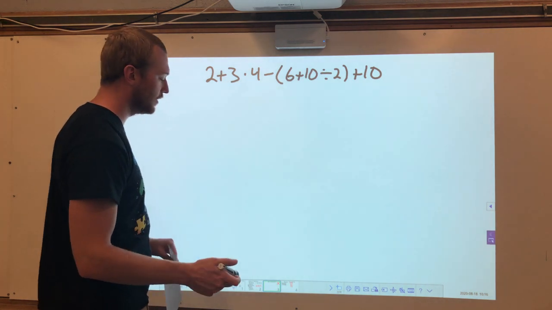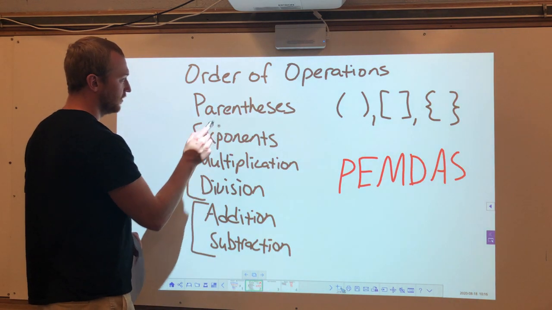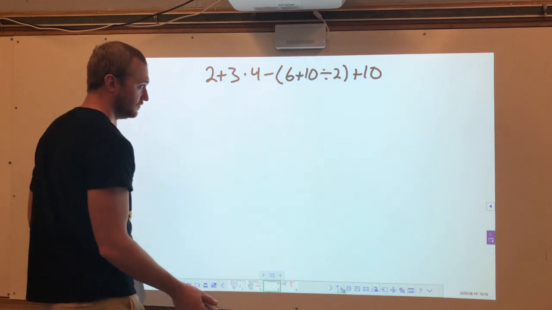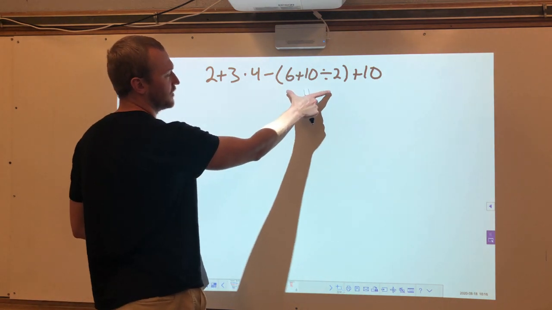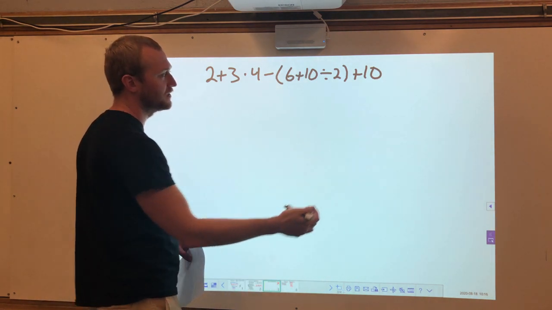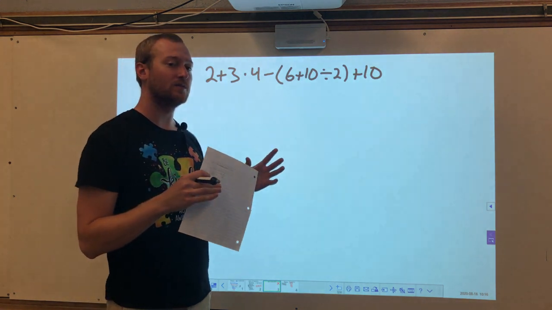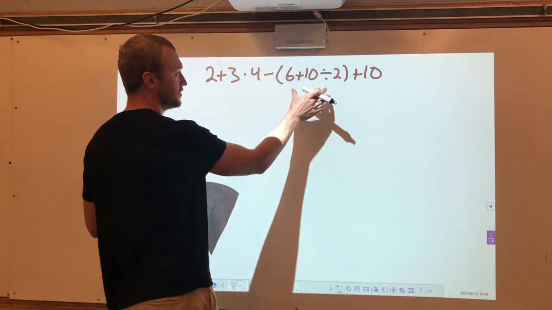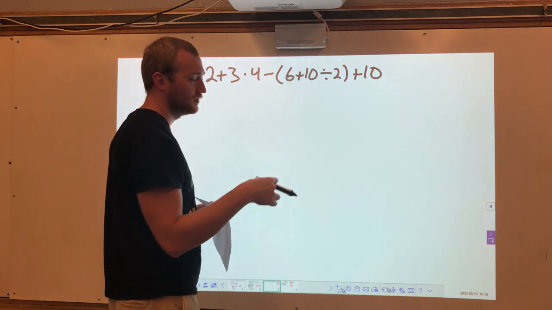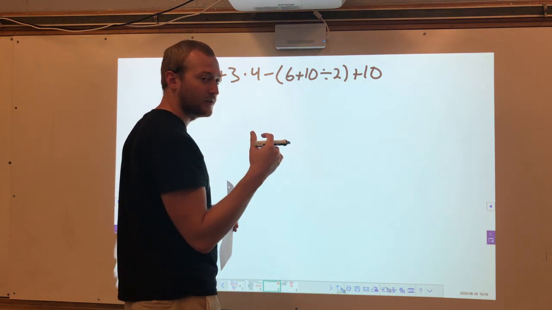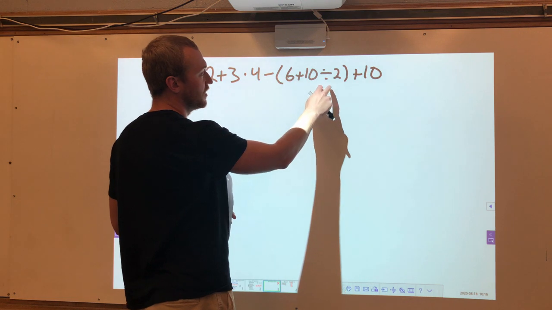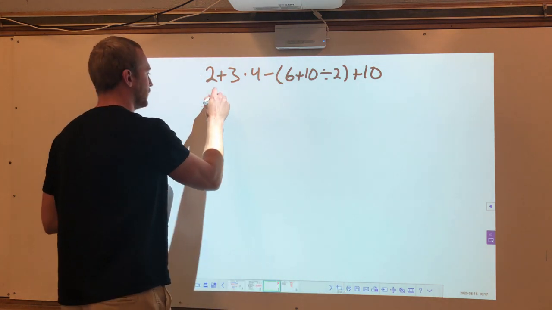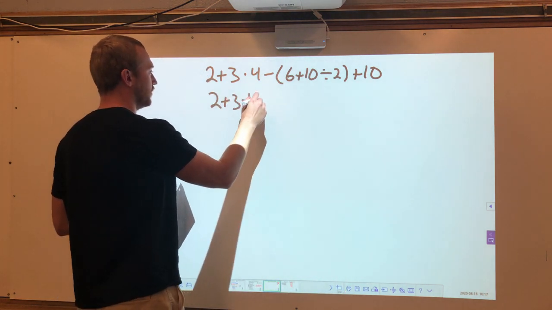Again, remember, we're going to start with parentheses. So what's inside the parentheses here? We have 6 plus 10 divided by 2. Inside our parentheses, we need to follow the order of operations as well. So inside the parentheses, we have addition and division. What comes first on our list? It's going to be division. So I'm rewriting the other parts.